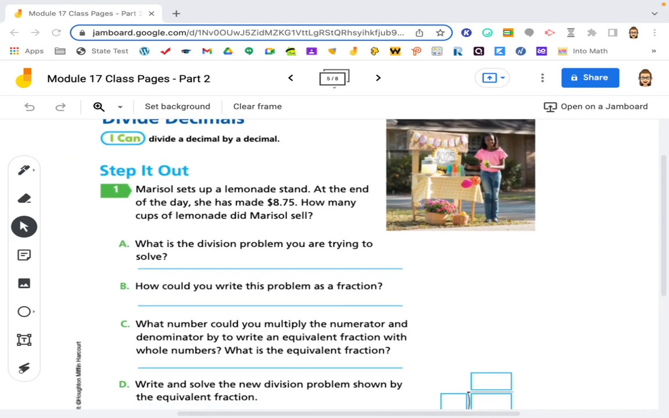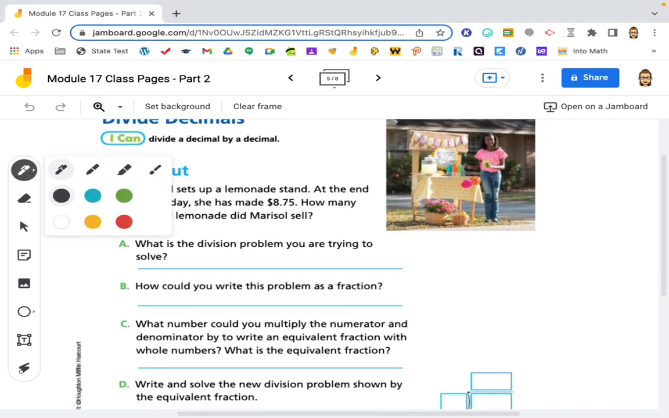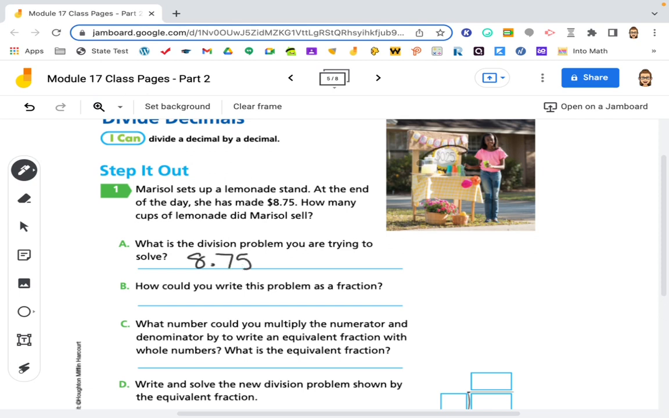Well, she made $8.75. Let me see over here that she is selling them each for 25 cents. So we're going to be dividing by 25 hundredths.